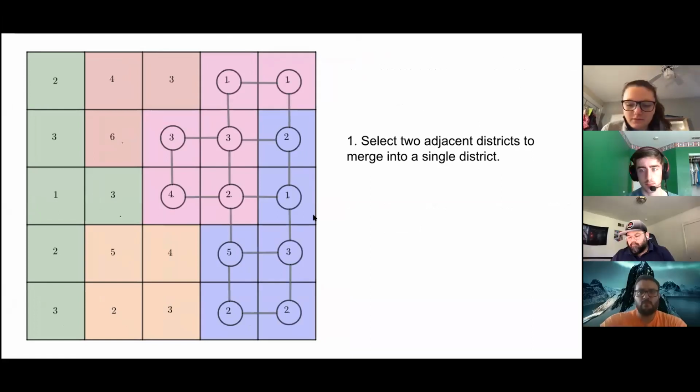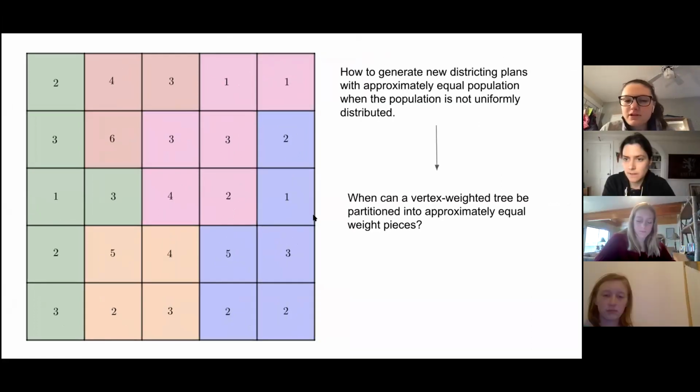Okay, so the question that I looked at had to do with what Diana said, which was tree splitting and splitting trees to make new districts. There were a few problems with just drawing any spanning tree over 2 merged districts. The first one is that it might not have an edge that you can cut to make 2 equal districts.